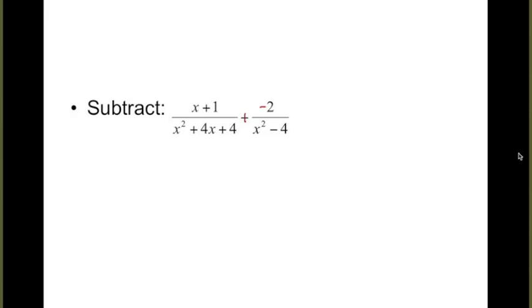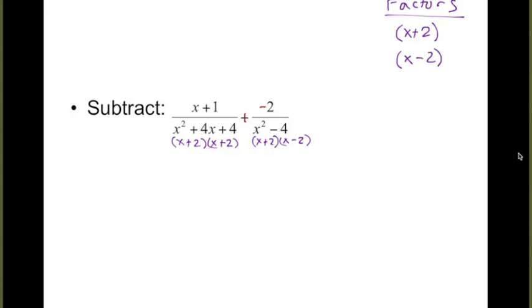Then to find a common denominator, we need to factor the denominators that are there. So for this first one, what multiplies to 4, that adds to 4? 2 and 2. The second one is a special form of perfect squares. So we factor as plus the perfect square and minus the perfect square. So then our types of factors: we have x plus 2's, and we have x minus 2's that show up in our denominators.